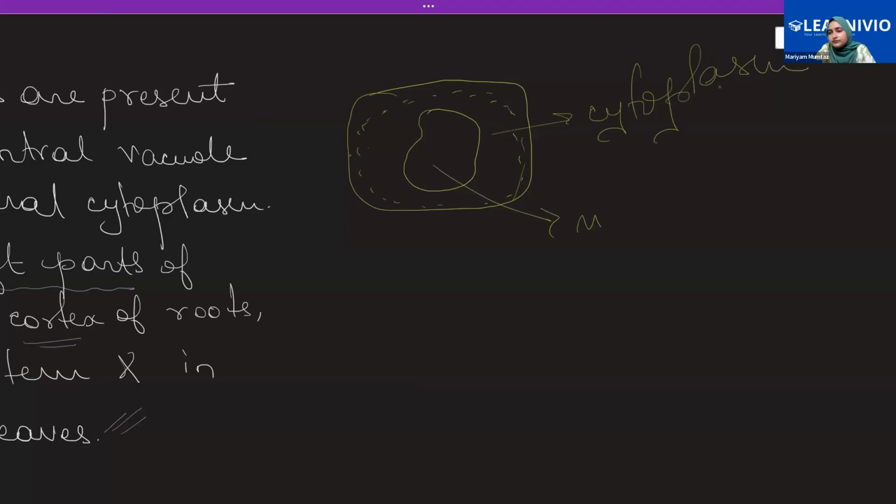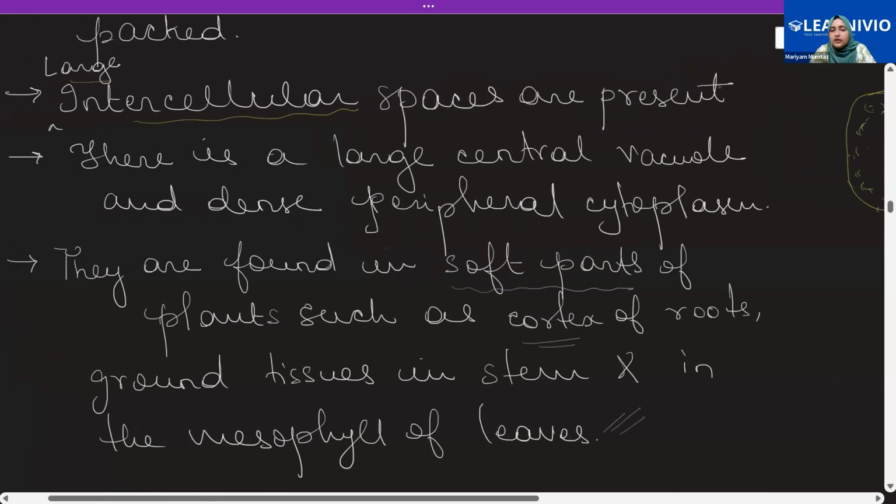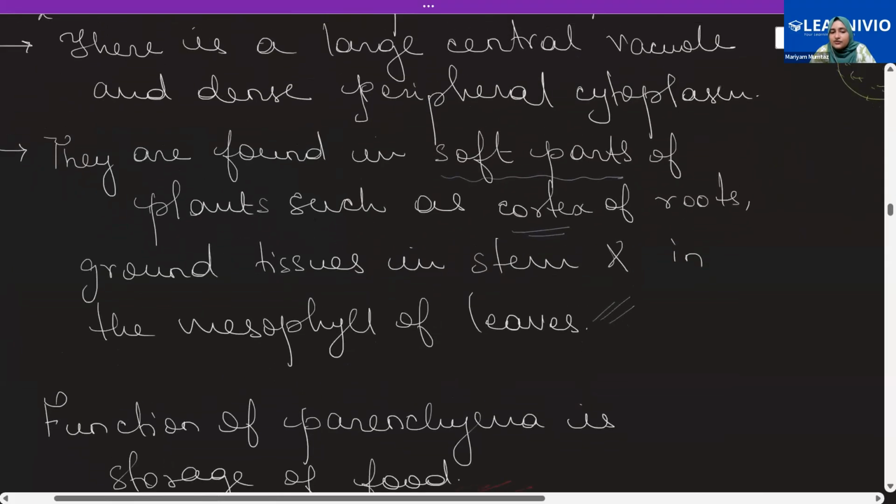But the cytoplasm is throughout the cell, right? And the organelles are present throughout the cell, but mostly abundant in the periphery. It's more abundant in the periphery. It's present throughout the cell, but abundant in the periphery. Clear? Yes.